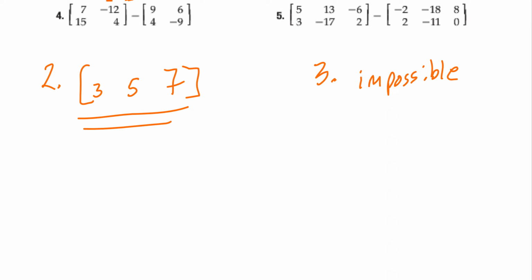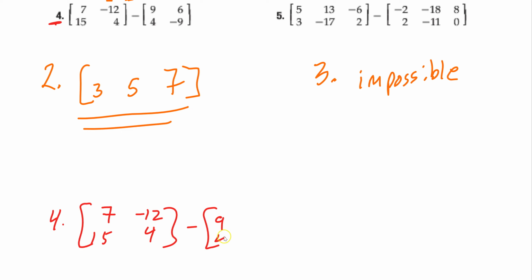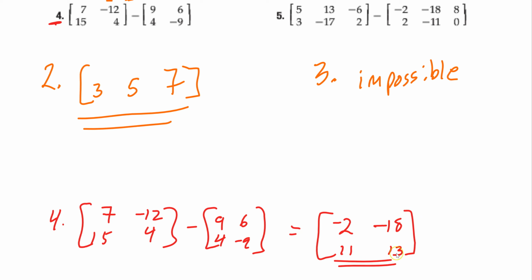That's all it is. We'll do one more of these. So we'll do number 4. They want me to subtract these matrices. So a couple ways to do it. I think the way most people are going to do is just subtract. If you're going to subtract, don't forget to subtract everything. So I just rewrote it. So 7 minus 9 is negative 2. Negative 12 minus 6 is negative 18. 15 minus 4 is 11. And 4 minus negative 9 is positive 13. Double negative. You get that?